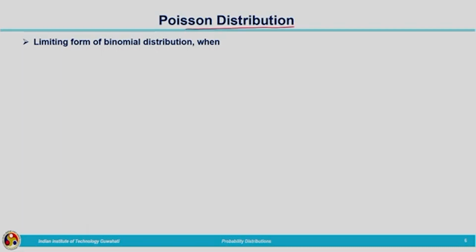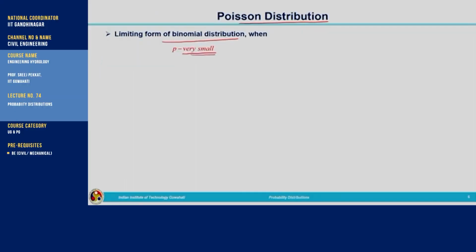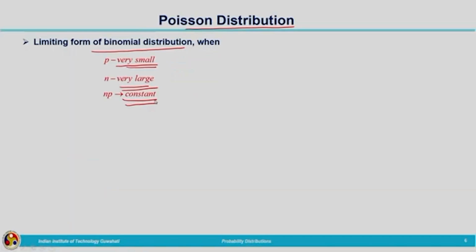Poisson distribution is the limiting form of binomial distribution. That is, in this case we are considering P to be very small. Probability of occurrence of a particular event is very small, but the number of experiments or number of trials considered is very large. N is very large, so that we can get NP tends to constant. P value is very small, at the same time N is very large, so that the product of N and P will be tending to a constant value.